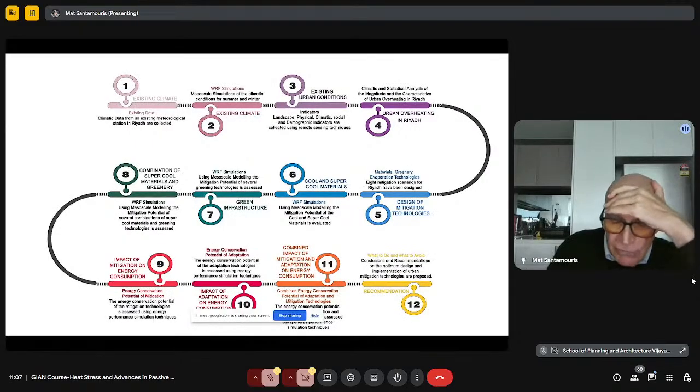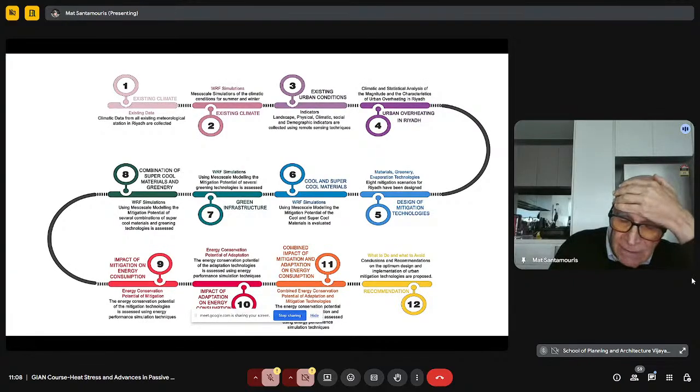And we used existing mitigation technologies and advanced mitigation technologies which are based on the use of materials, greenery, evaporation, and combinations of them. And these mitigation scenarios have to do, first of all, with the use of cool and super cool materials. We will discuss about it.